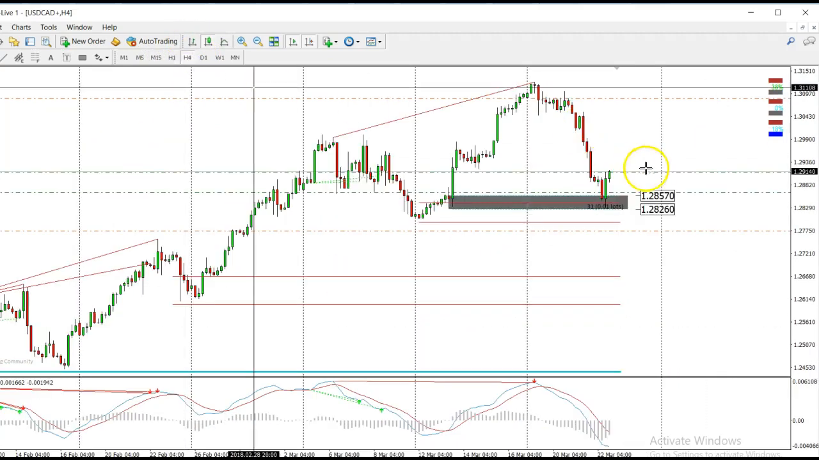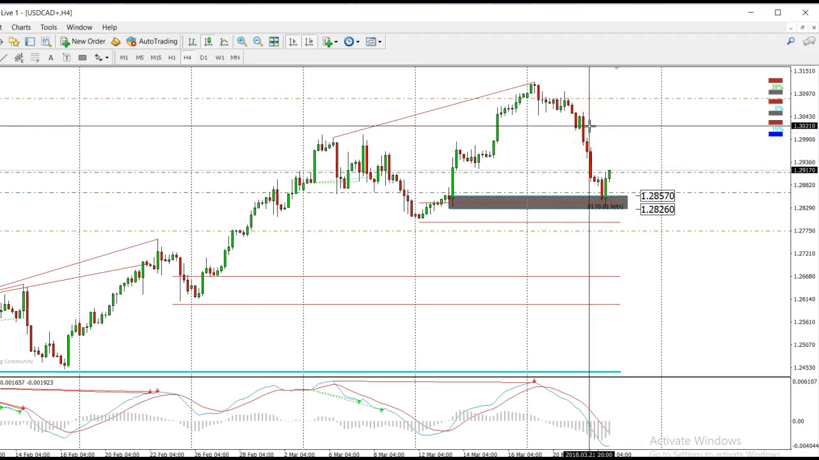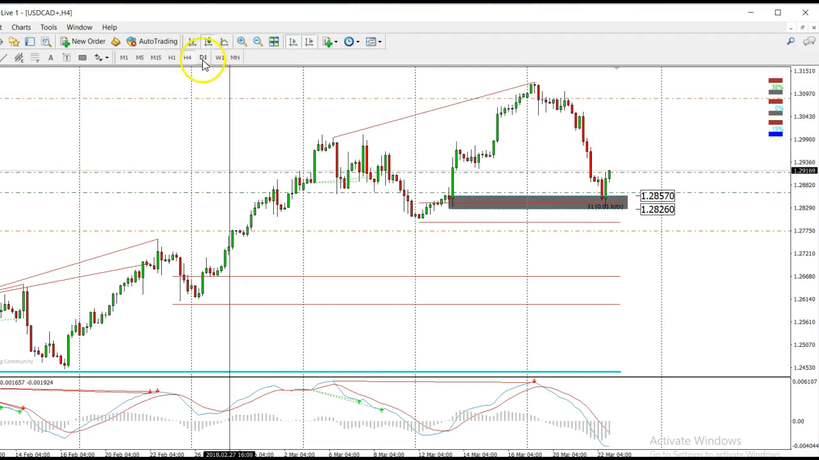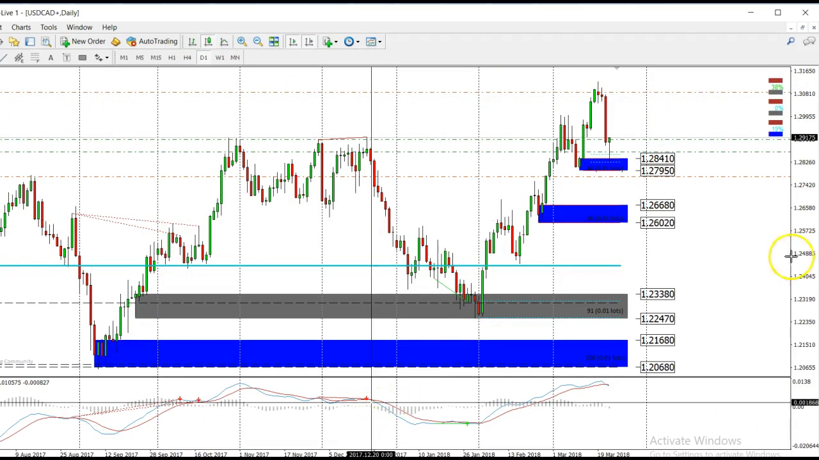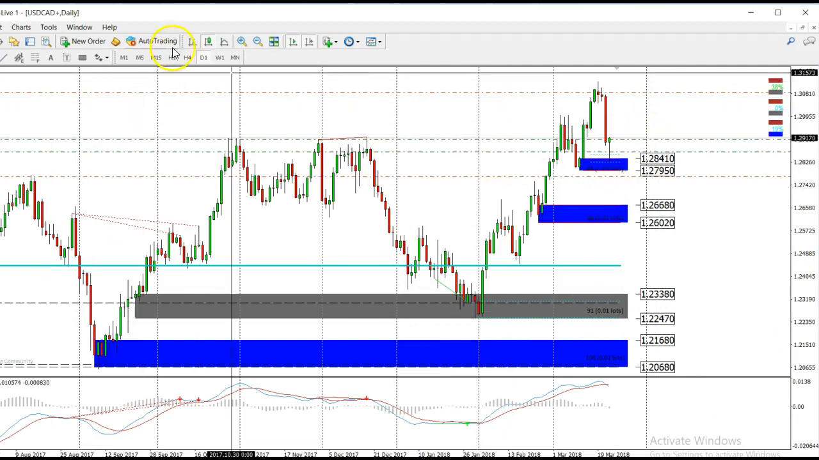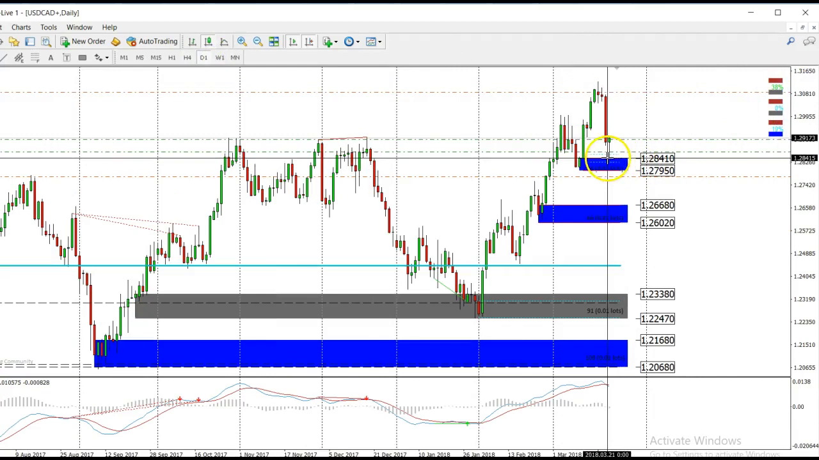Target is, first easy target should be around 130,200. I'm going for the daily target up here at 130,900. So I'll keep you updated with this trade. Again, it's a very simple, basic trade.